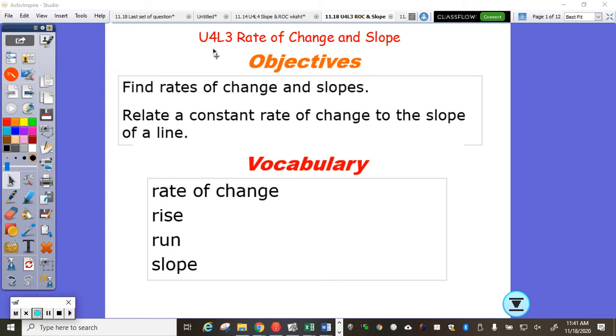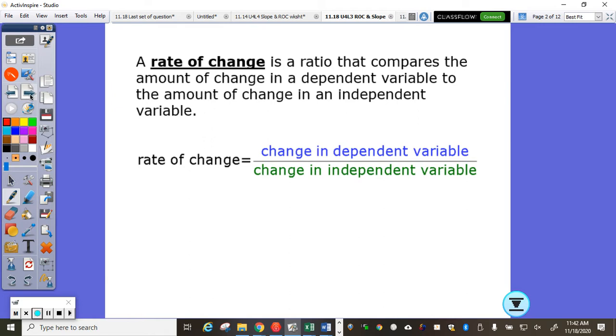Let's talk about the third unit. So we've kind of gone through the first two units. We're going to go to the third unit: rate of change and slope. Okay? Again, they're kind of the same thing. Although when we get into rate of change, we're talking about the change in the dependent variable, whatever the y is, over the change in the independent variable, which is whatever the x is.